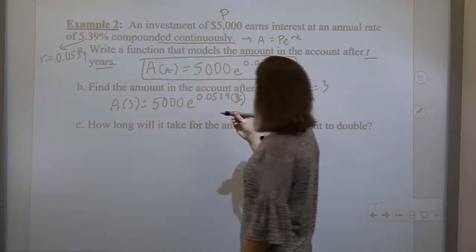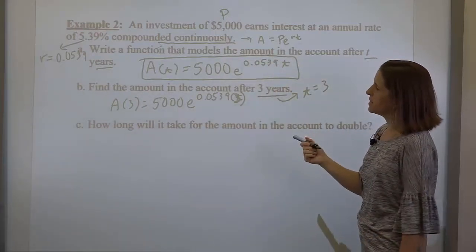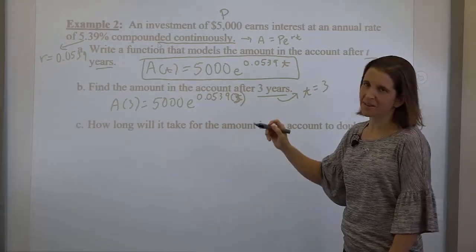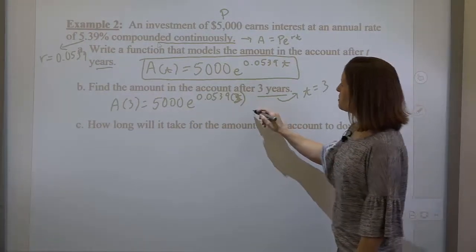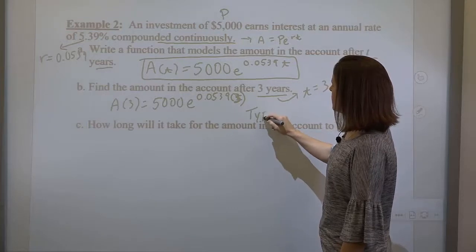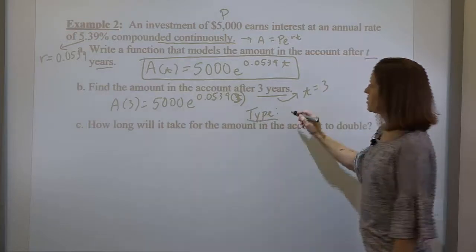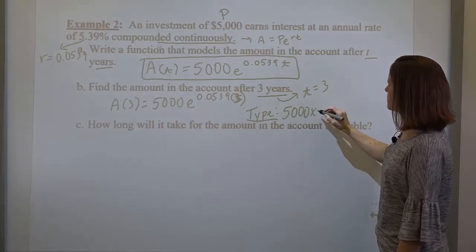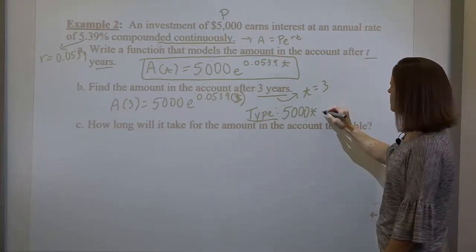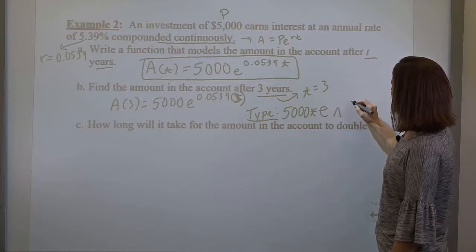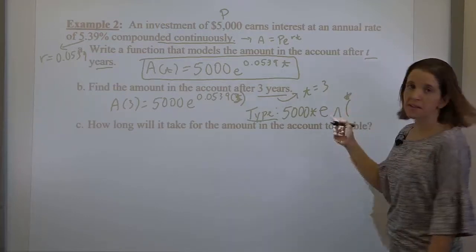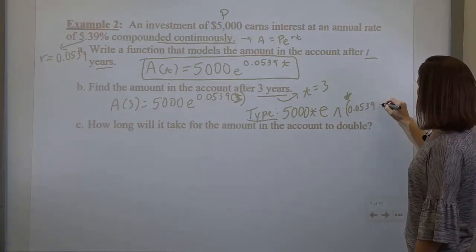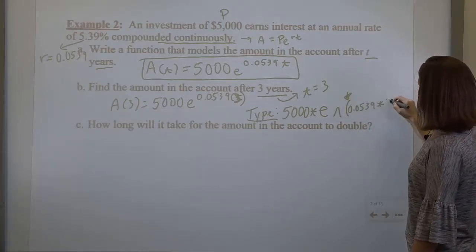So we have to be careful with the typing here because if I type it like that, I might get into some trouble. So let me remind you in terms of typing on a calculator what this should look like. You should type 5,000 times, and it's like a star on your calculator, e to the parentheses, 0.0539 times 3.